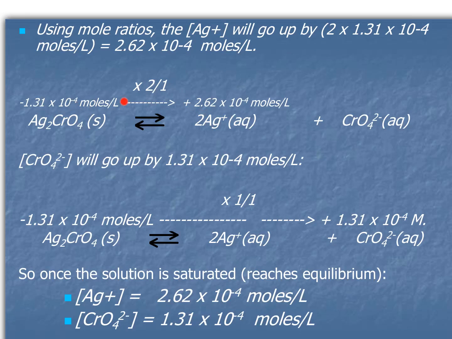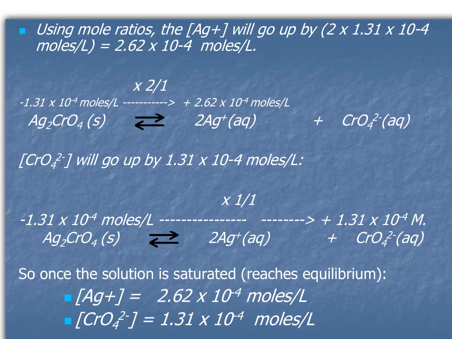So using my mole ratios, I have a 2 to 1 of silver to silver chromate. So my change here would be 2.62 times 10 to the negative 4th. Once again, you could be doing this as an ice table. I'm trying to find a way to shorten it because most of you are trying to shorten it yourself. So if you're good with the ice table, same thing. Just put this down for your C.